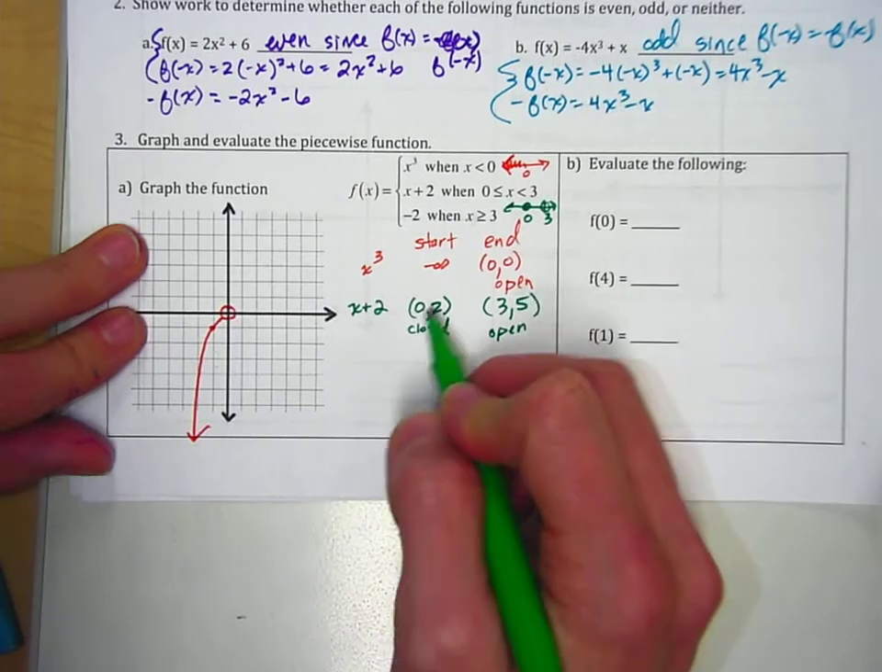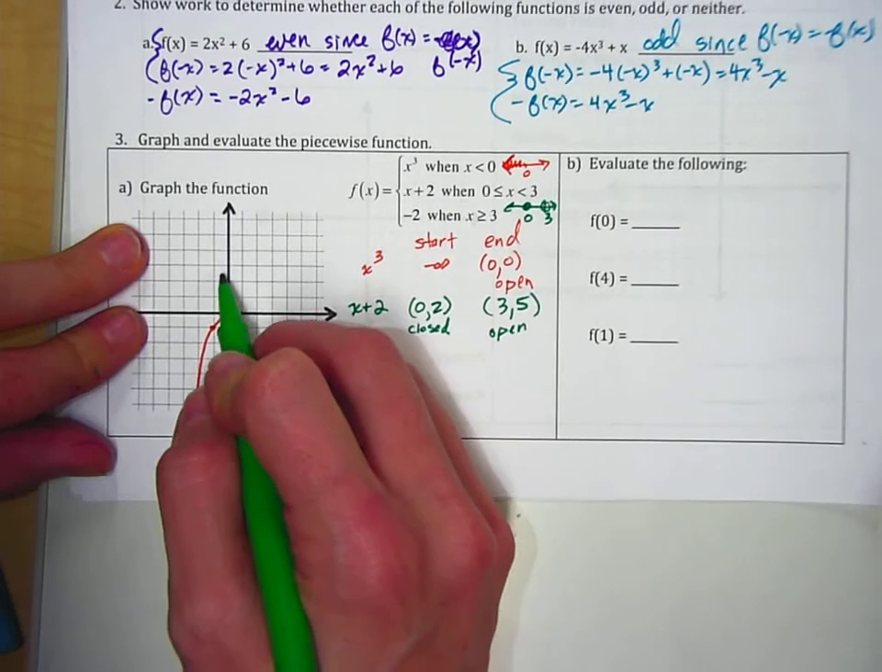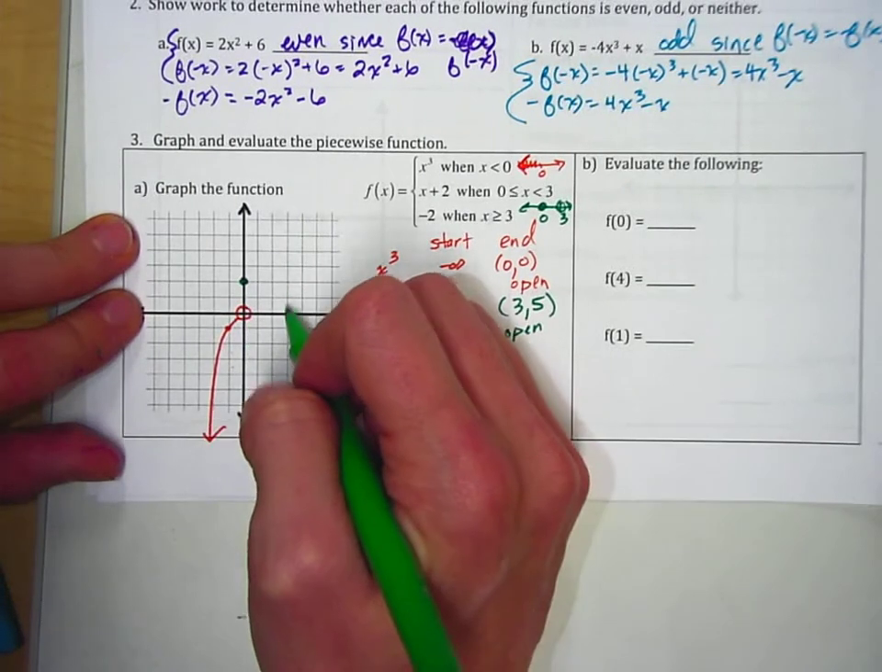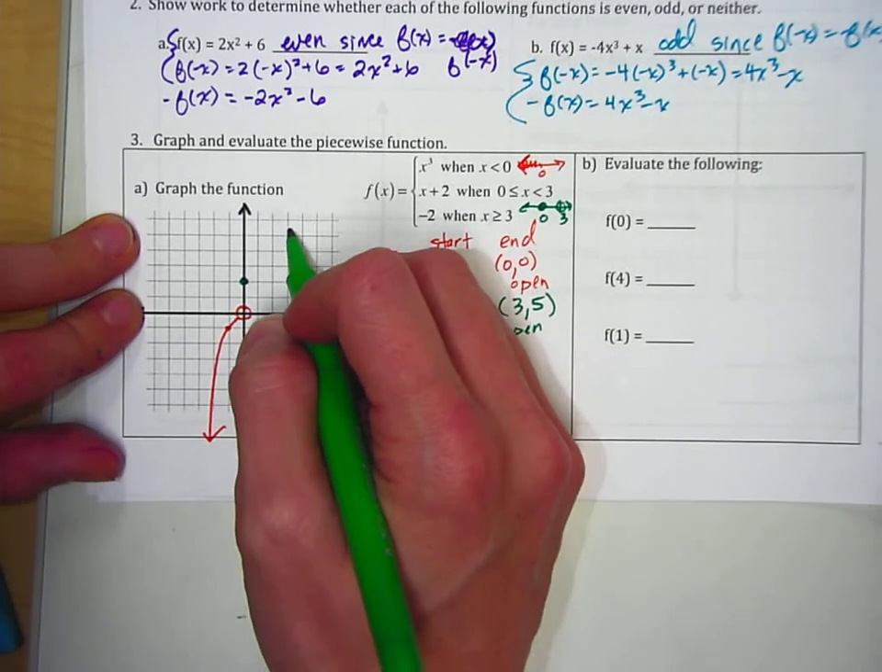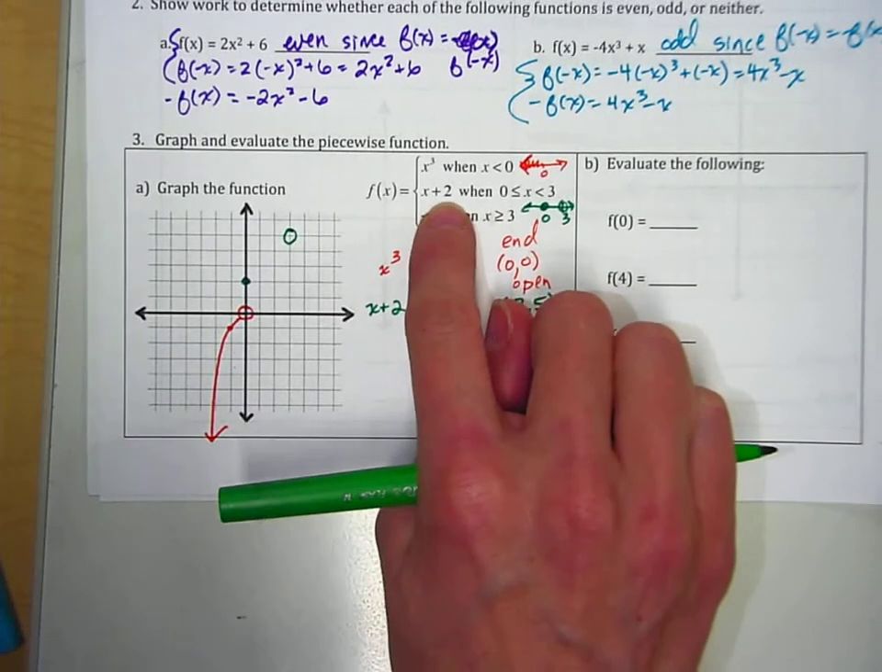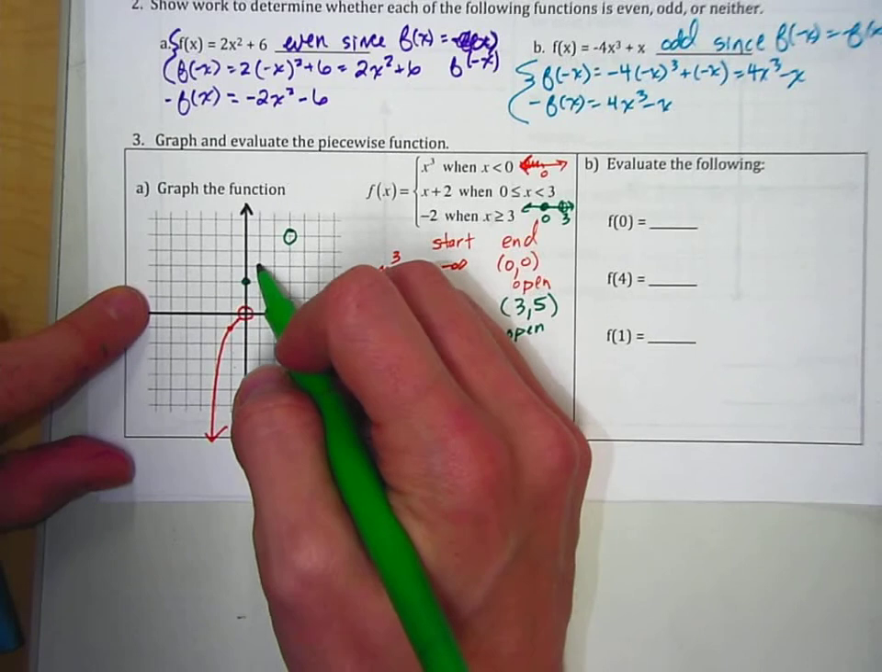So I'm closed on 0, 2. And then I'm open on 3, 5. That's open. And then this is a straight line with a slope of 1, so it's up 1, right 1, up 1, right 1.